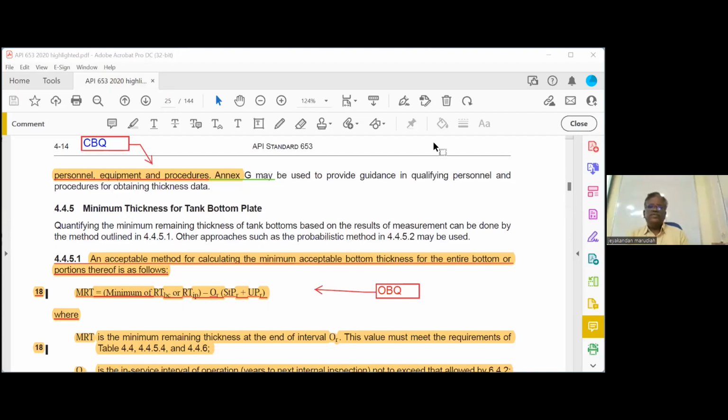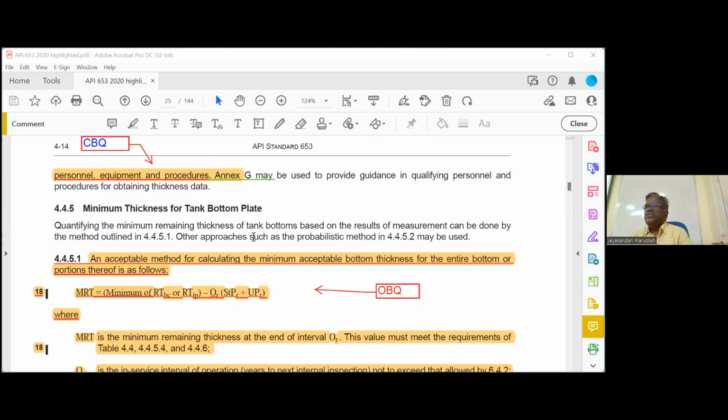We'll start today's class. We will overlap a little bit with yesterday's class. What is meant by MRT? Now, we started our evaluation from the bottom plate.